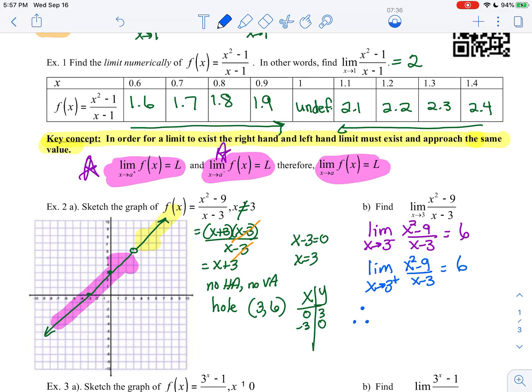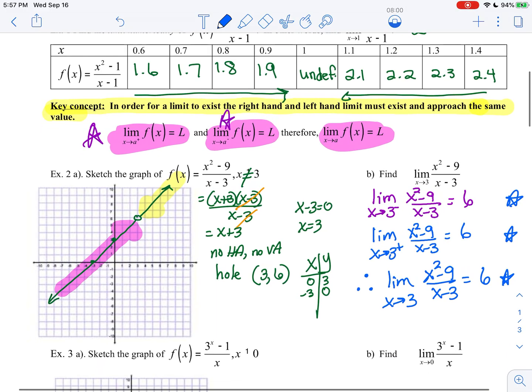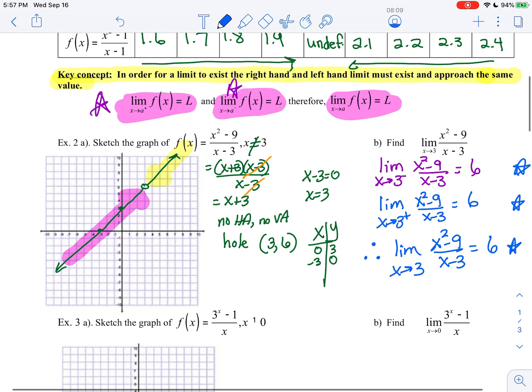Now, I don't know if you've ever seen this before, but in math, it's like a triangle of 3 dots. That means therefore. So you do have to write this down, okay? You've got to write the 2 parts and then the final limit, because I won't know that you know. I do need you to write down left hand, right hand limits. Therefore, you can make a conclusion. So as long as the left hand and right hand limits are the same, then the limit as x approaches 3 of x squared minus 9 over x minus 3 exists and it's 6.